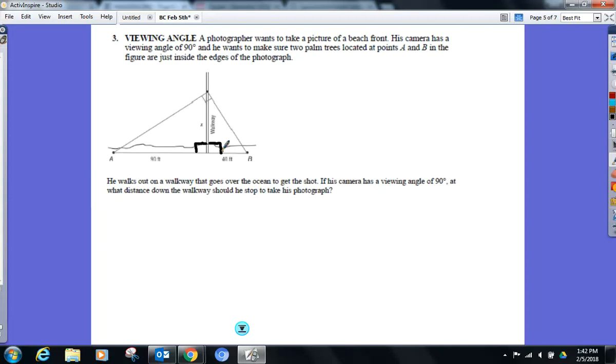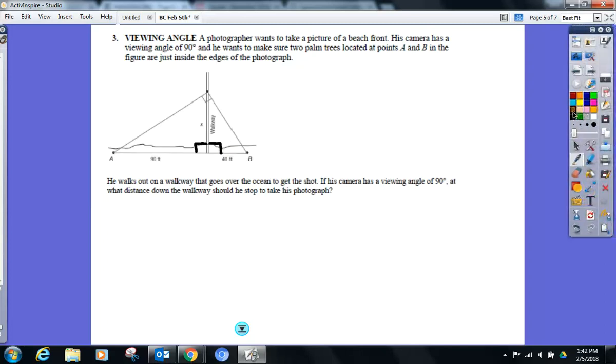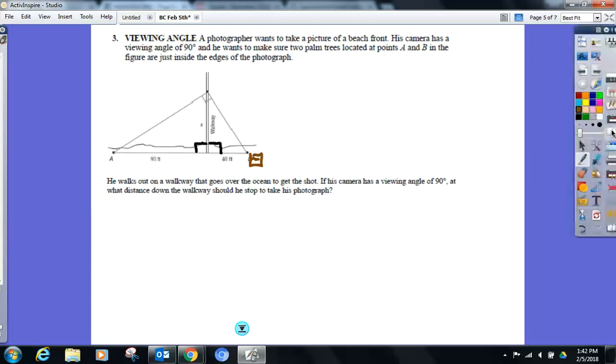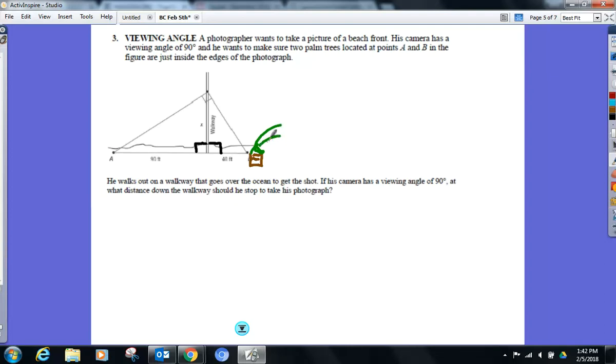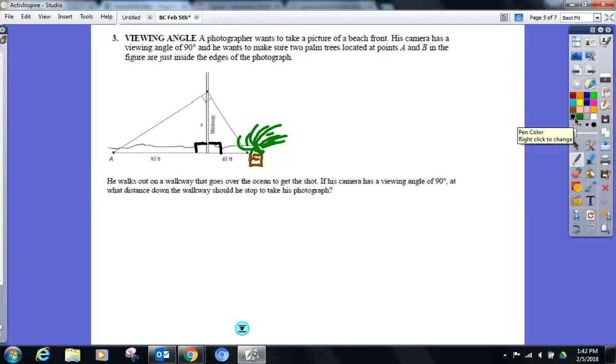Ooh, his camera has a viewing angle of 90 degrees, and he wants to make sure he's got the 2 palm trees in there. Just embarrassing myself. Right? The palm trees, they got those little swaying branches or whatever. That's not bad. Palm trees, there's a little wind going this way. All right.